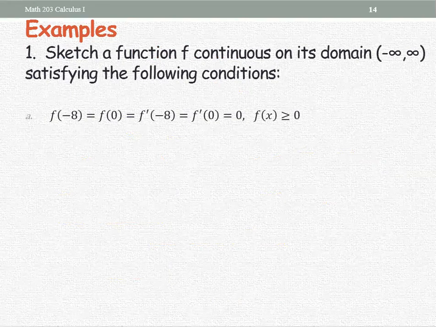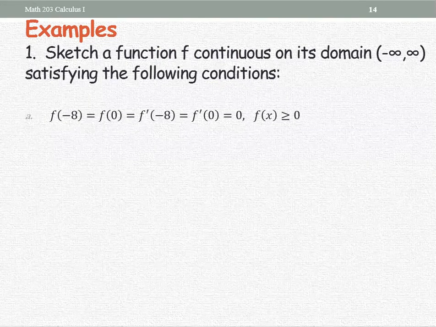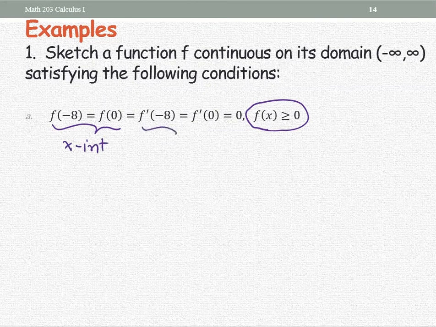Sketch a function f, continuous on its domain, the set of all real numbers, that satisfies the following conditions. The function f(-8) = 0, f(0) = 0, the derivative at -8 is 0, f'(0) = 0, and also the function value is non-negative. The function value equals 0 means these are the x-intercepts where y is 0, and f prime at the point equals 0 tells us there is a horizontal tangent.